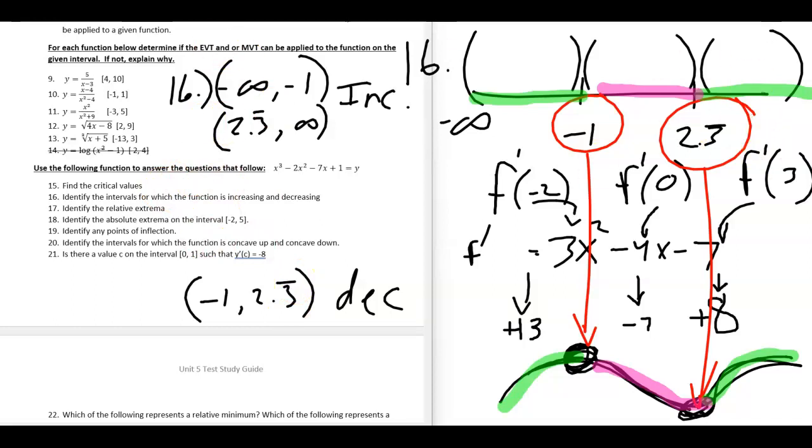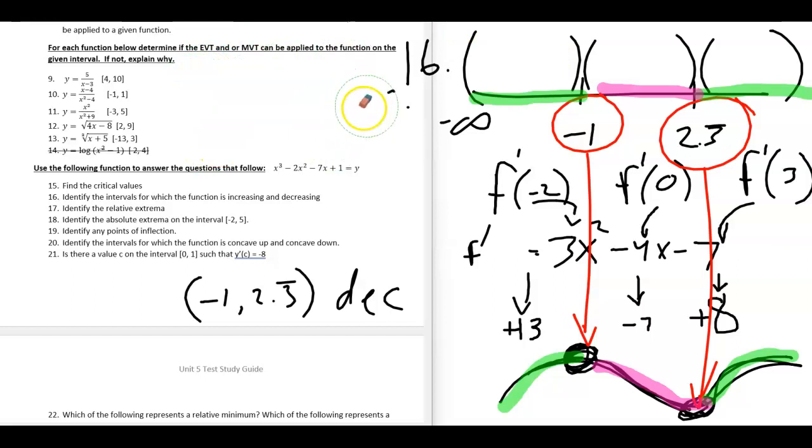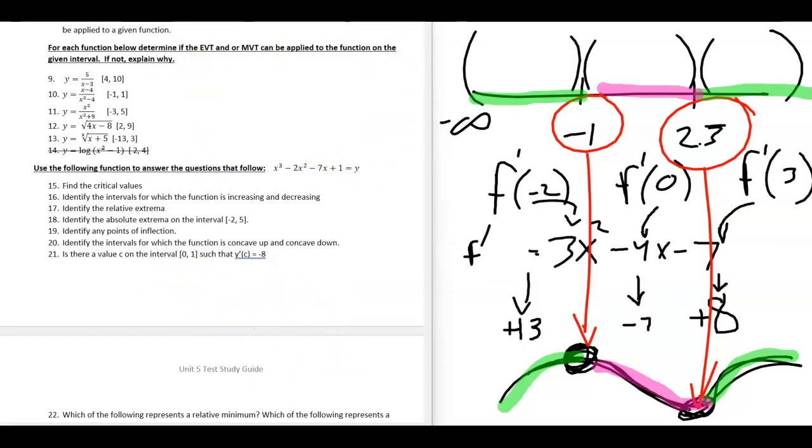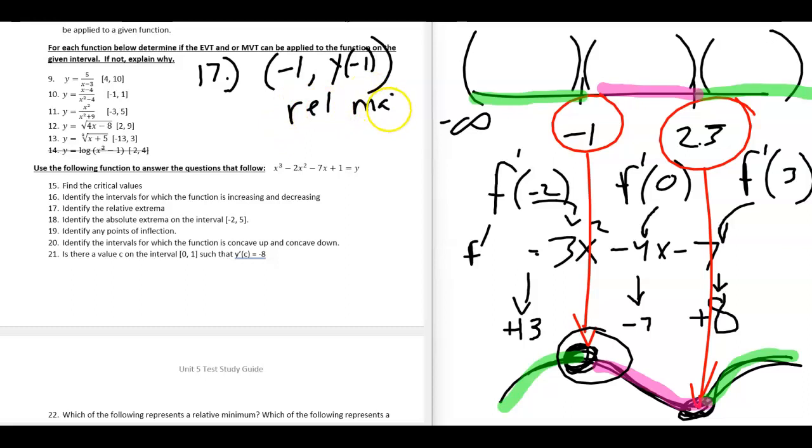Now I'm going to leave all this work up here for number 17 because it's the same process. For number 17, they're asking us to identify the relative extrema. Well, this is my relative maximum, so that happens at -1, and whatever the y value is at that point. That's my relative max, because it's at the top of the curve. And my relative min is right here. That's at 2.3 bar, and the y value that goes with it there.